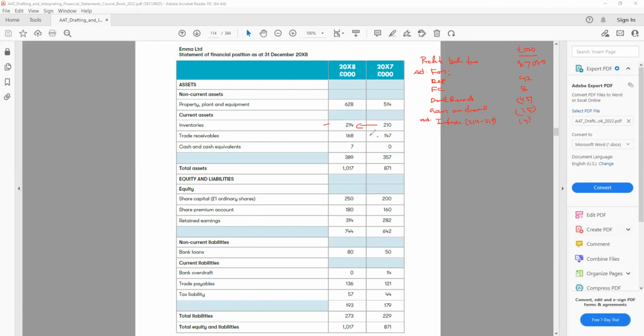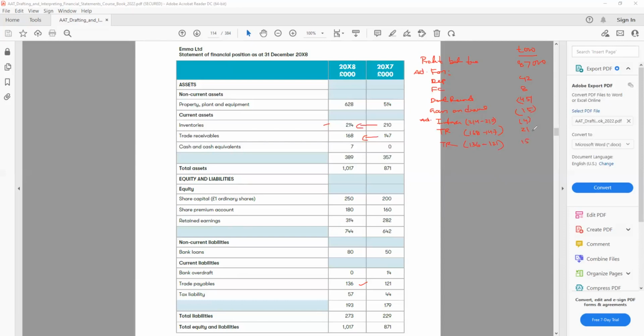Then trade receivables also increased, same thing. Trade receivables also increased, 168. Last year it was 147. And that is also our outflow, 21. And trade payables, we can see this is also an increase. So if the trade payable increases, that means I didn't pay it. Actually, I bought more. And for that reason, it will be our inflow.